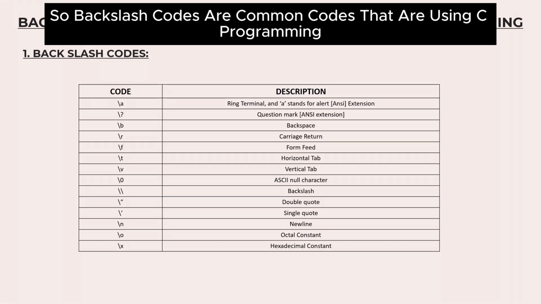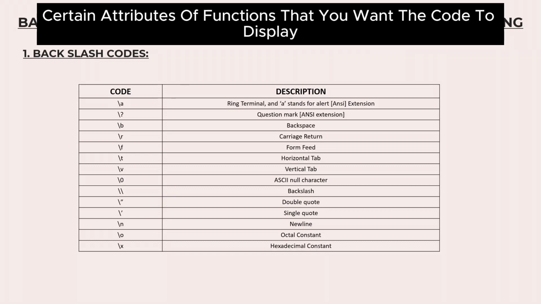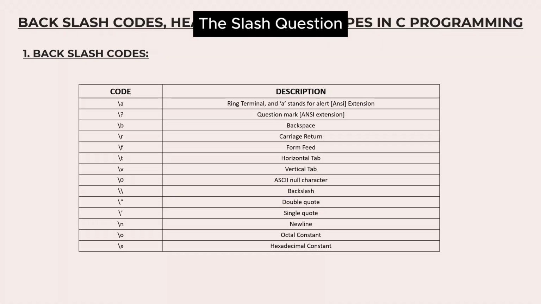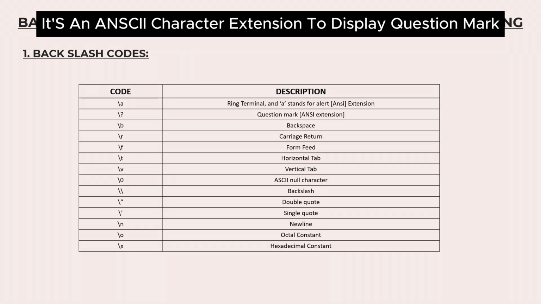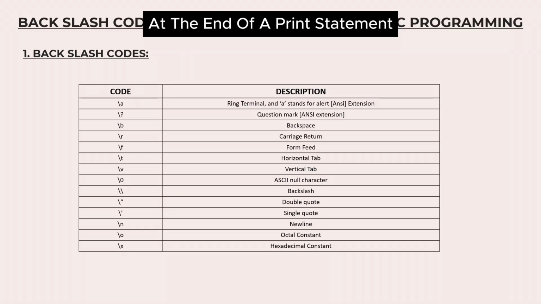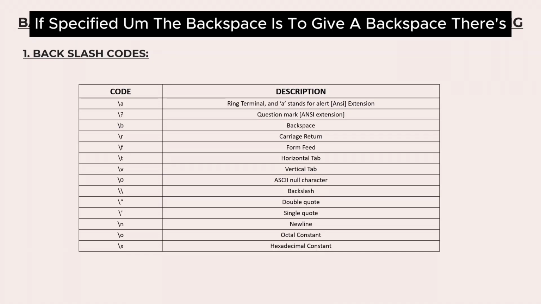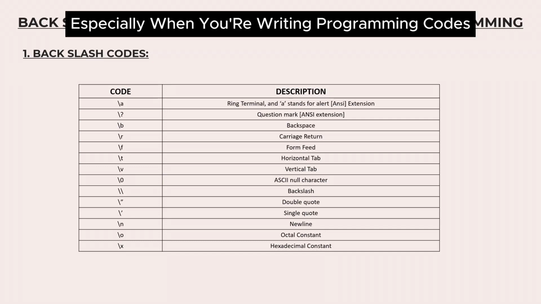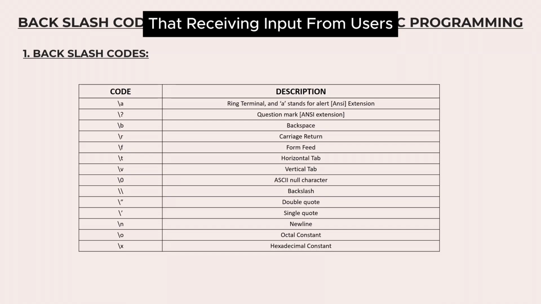So backslash codes are common codes that are used in C programming. They denote or represent certain attributes or functions that you want the code to display. For example, the \a will ring a notification in the terminal. The \? is an ANSI character extension to display a question mark at the end of a print statement if specified. The \b is to give a backspace. The \r is the carriage return, especially when you're writing programming code that receives input from users.